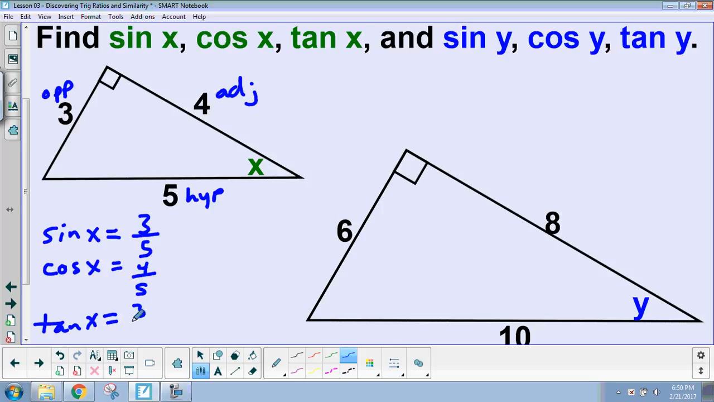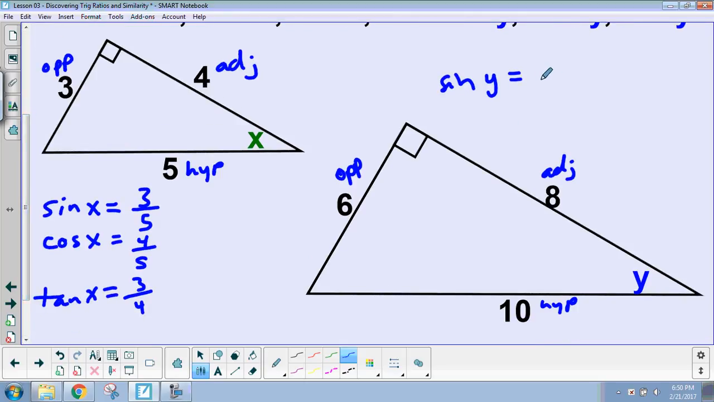Over here, sine y, again, opposite, adjacent. This is 10, hypotenuse. This is going to be 6 over 10. That reduces to 3 over 5. Cosine y, 8 over 10. That reduces to 4 over 5. And then tangent y, I'm going to write it down here.